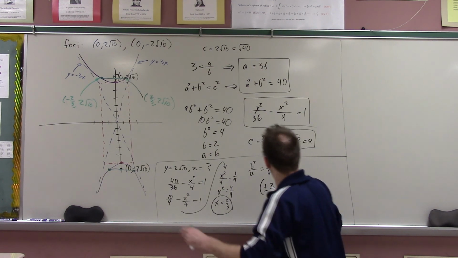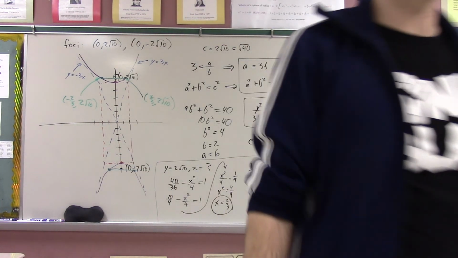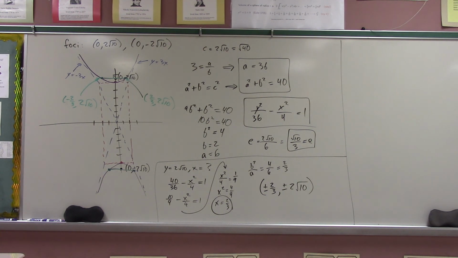Okay. And those are the 4 coordinates of the 4 points of the sides of the latus rectum. Okay, that should be good.